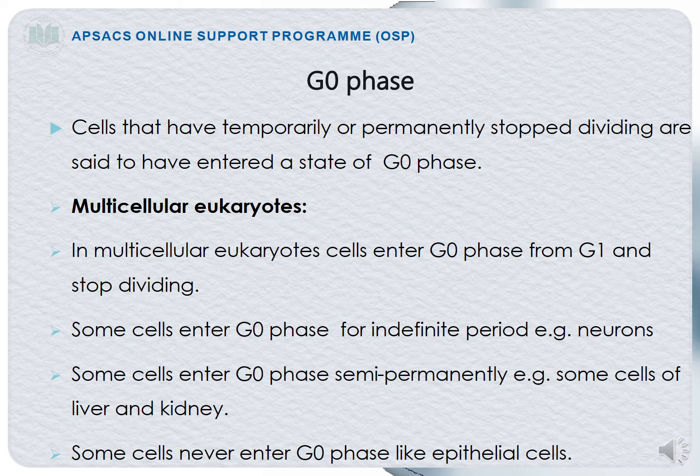Then at the end, I'll be telling you about those cells which never stop dividing or which never enter into the G0 phase, and those are the epithelial cells. As I told you in the first lecture about the epithelial cells, they are protective in function. They produce a lining in the esophagus, in the cavities, in the alimentary canal, and they serve the function of protection. So these cells never enter into the G0 phase, and they will divide throughout the whole life.